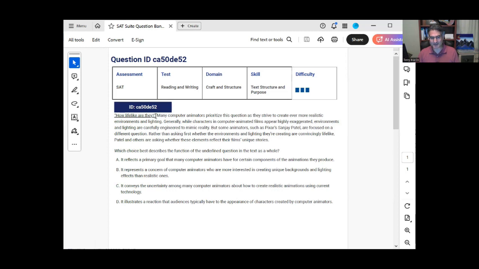If you just stick to the underlined part and whatever the answer choices say, you read only as much more as the answer choices require. I needed to read a little bit more in this particular case just to know what we were talking about. How lifelike are they? Are what? What is the they that we're talking about here? So yeah, you got to read a little bit more in this one. That should be obvious. But again, we don't need to read the whole thing to come up with A as our answer.